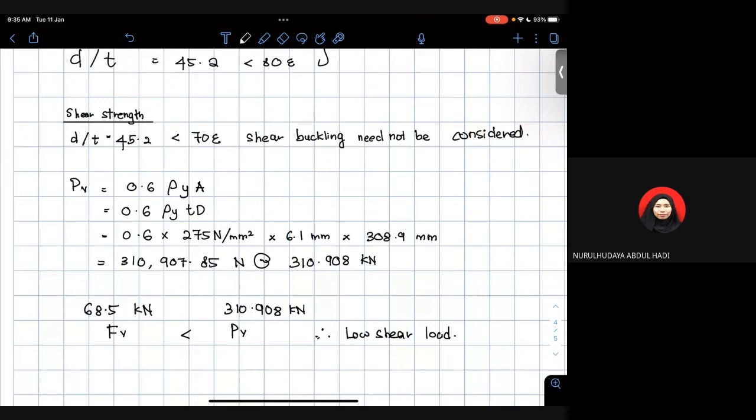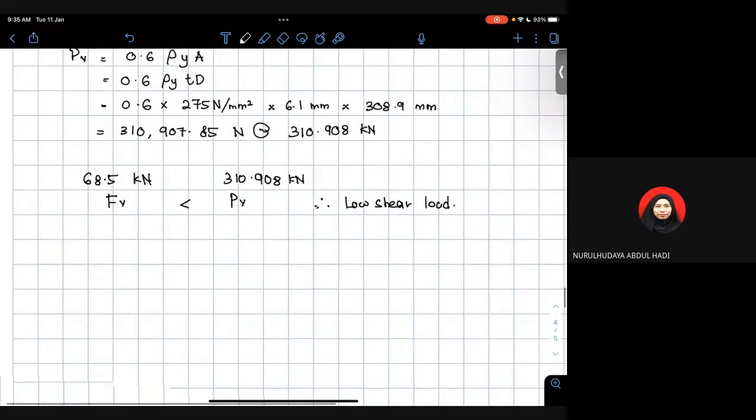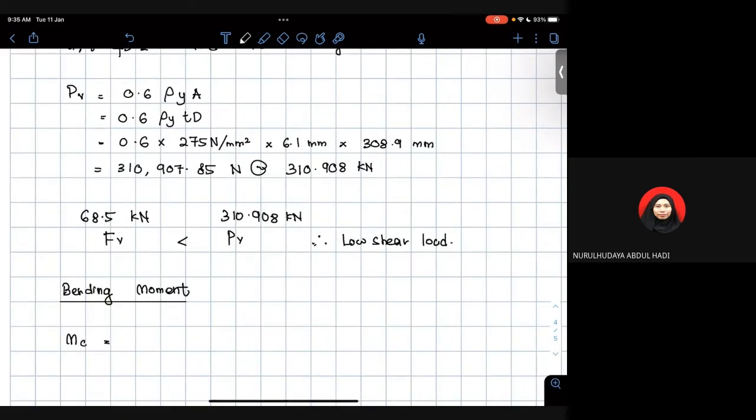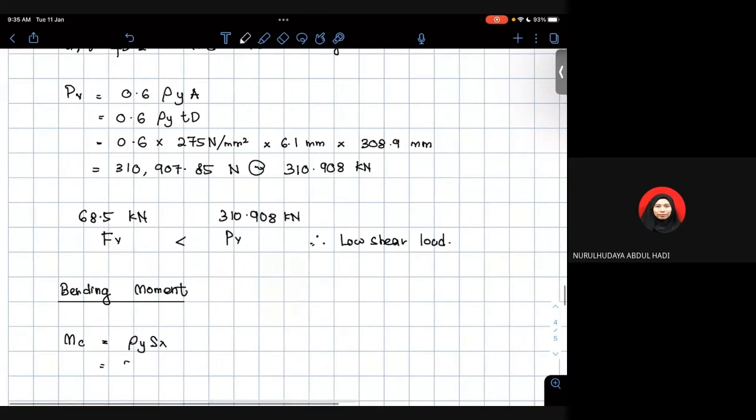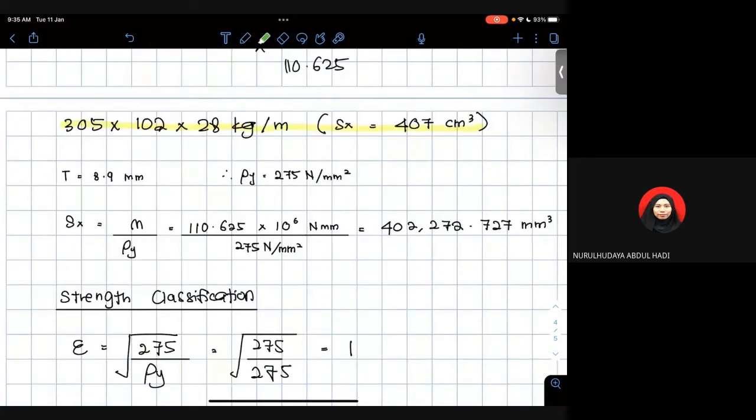Kita masuk on the bending moment. Moment capacity, which is MC, equal to PY SX. PY 275. SX of the section is 407 centimeter cube.